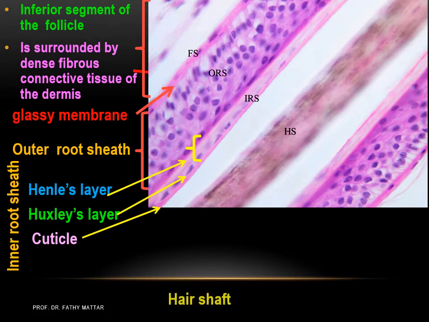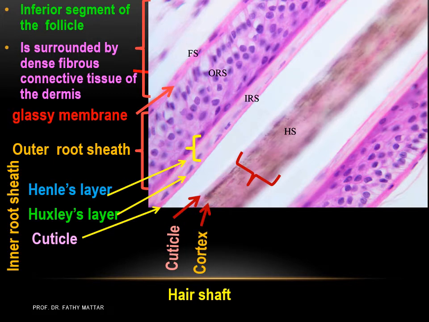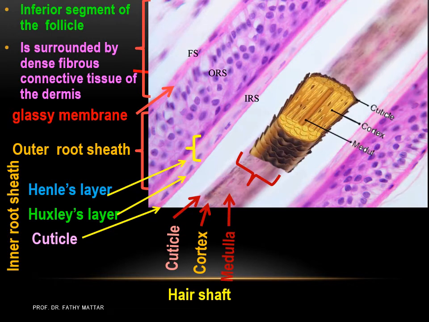The lumen, or the inner part of the hair follicle, contains the hair shaft. The hair shaft is covered by a thick cuticle of hard keratin. Underneath it is a cortex of dead cells. Then in the middle there is the medulla.